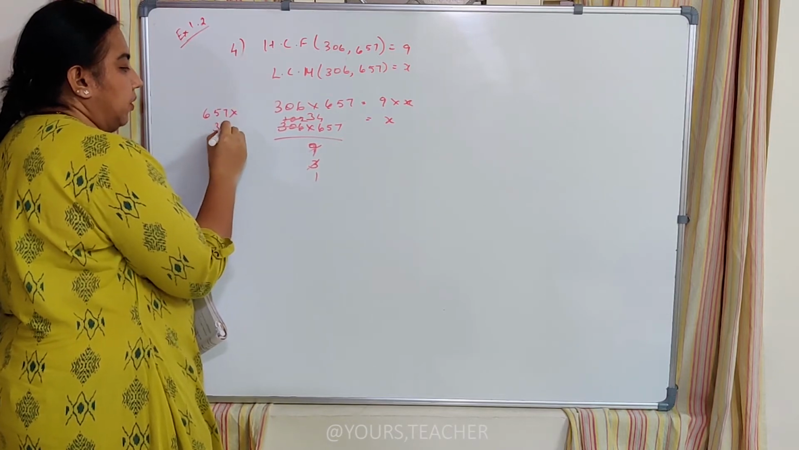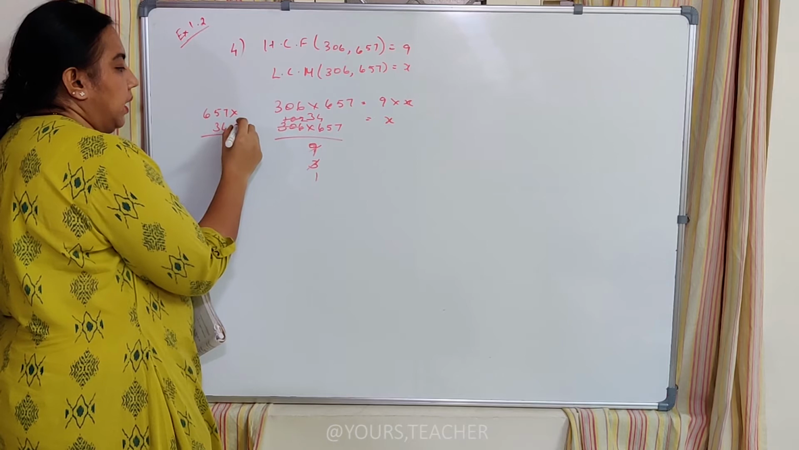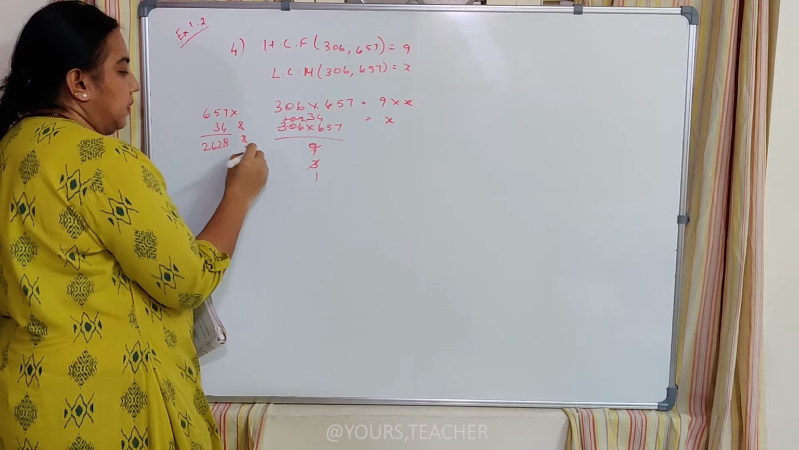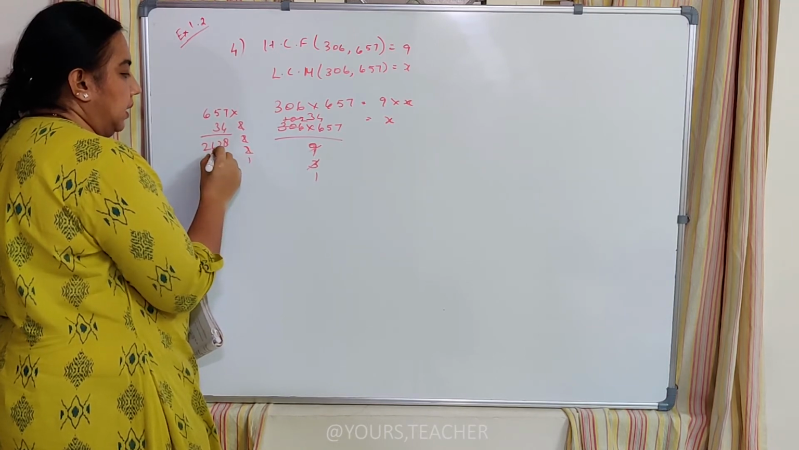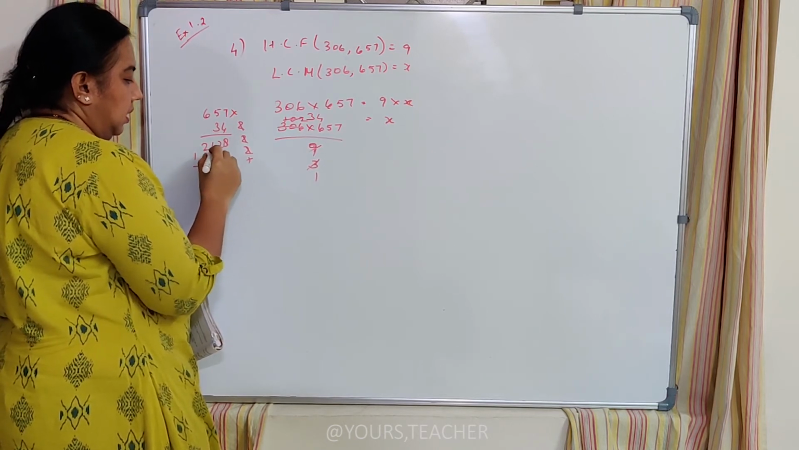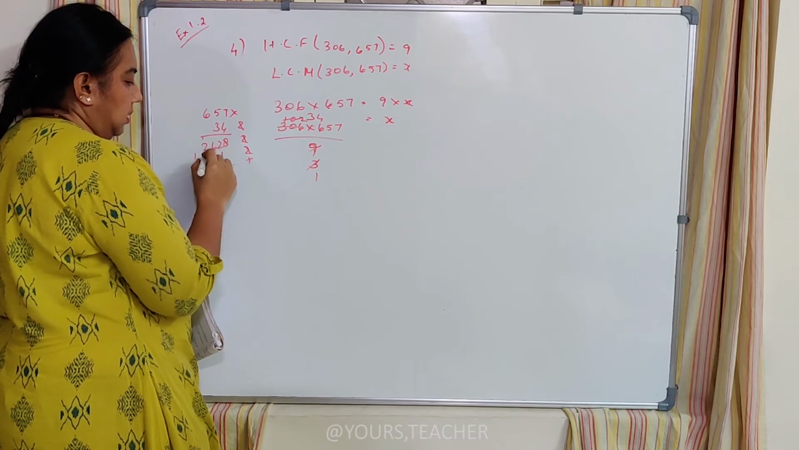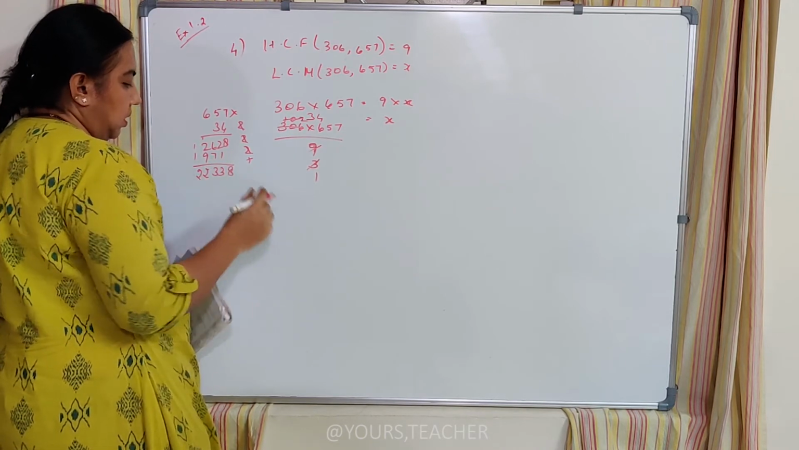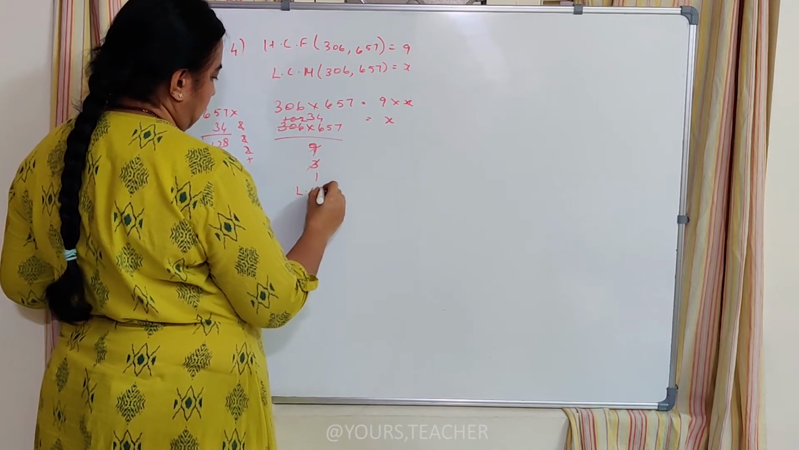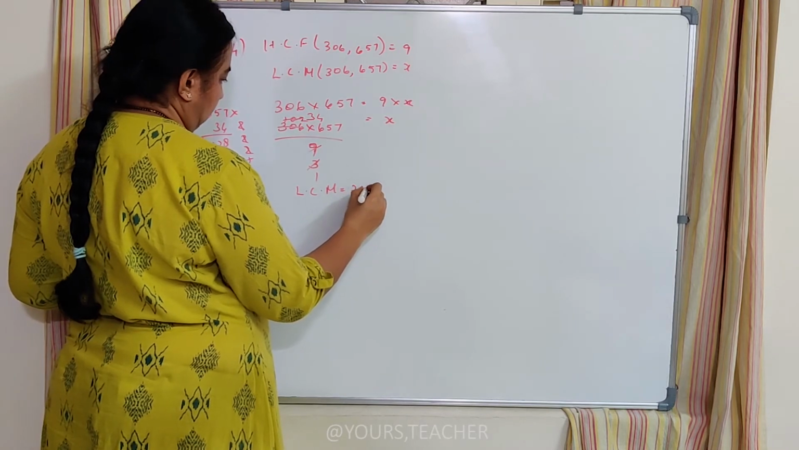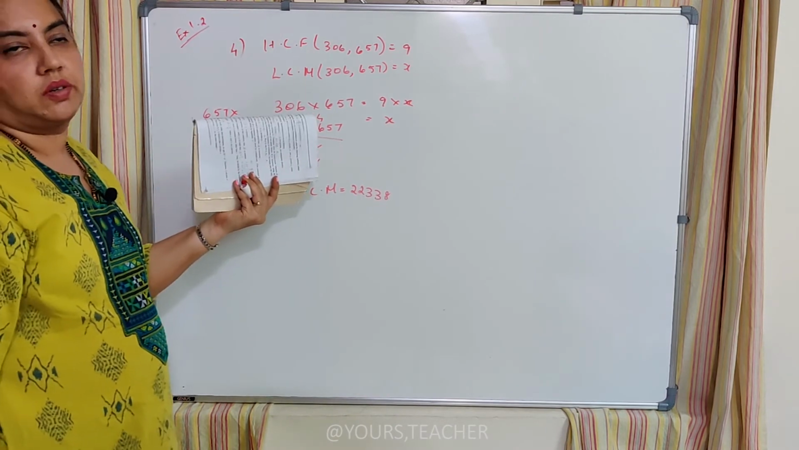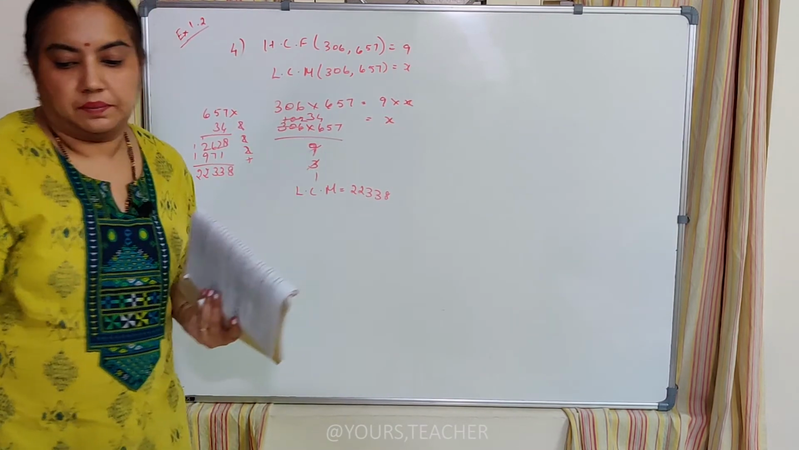657 into 34. 28, 20, 22, 24, 25, 26. 3 sevens are 21, 15, 16, 17, 3 6's are 18, 19, 8, 3, 13, 12, 2. So the answer is 22233, the LCM is 22338. So this is one of the important sums you usually get in your board papers.